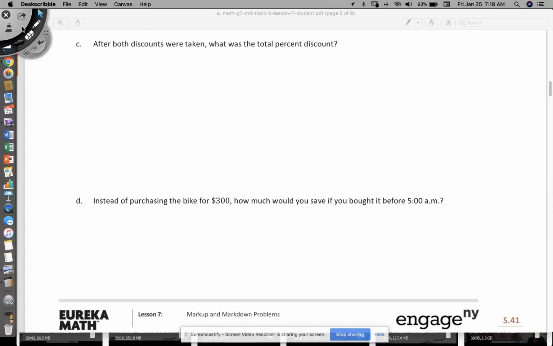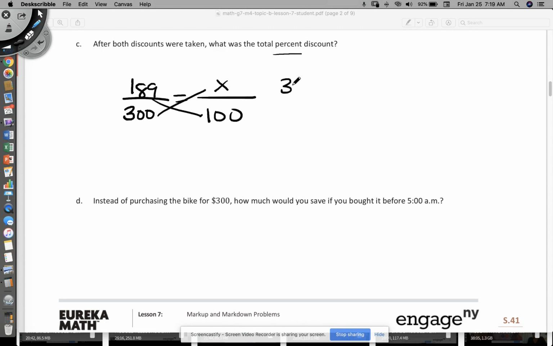Now, I just mentioned that it's not 40%. So I'm actually going to prove that to you now. So it says after both discounts were taken, what was the total percent? So we're going to actually do line equals line for this. It's asking for the percent, so that's where our X is going to go, is in the percent area. After both discounts, we paid $189, and it was originally $300. So we're going to cross multiply, and we get 300X equals 189, and stick 2 zeros on the end.